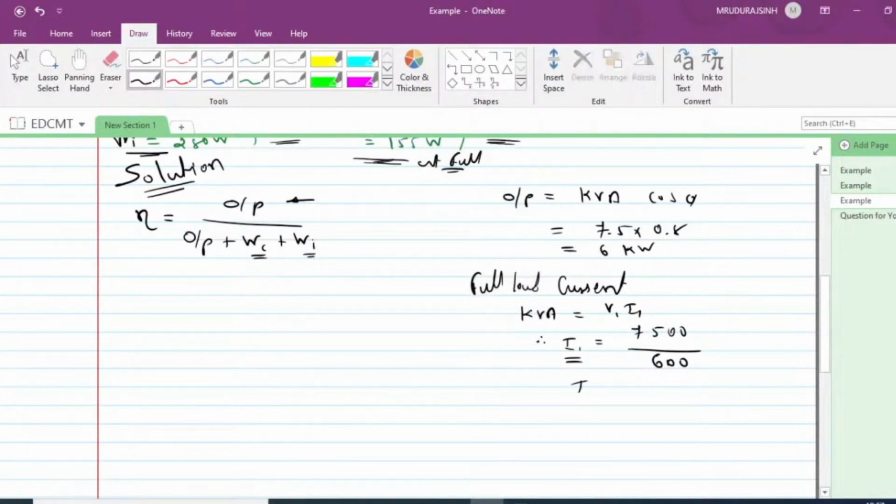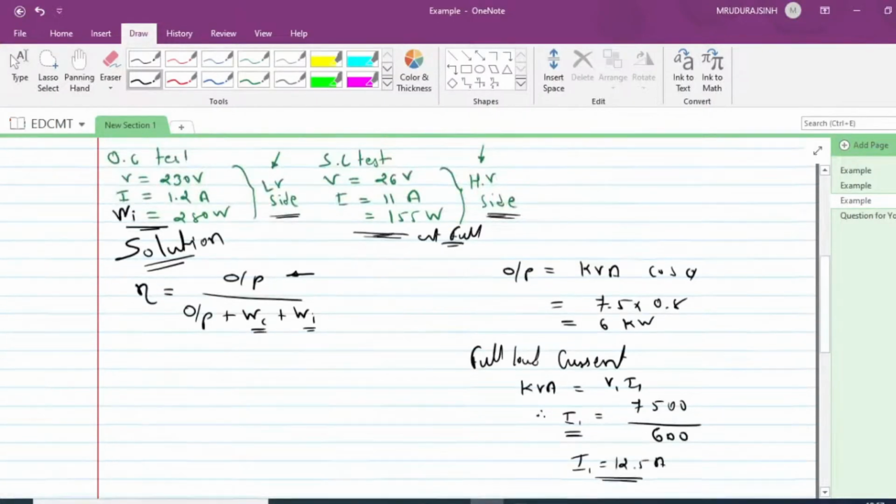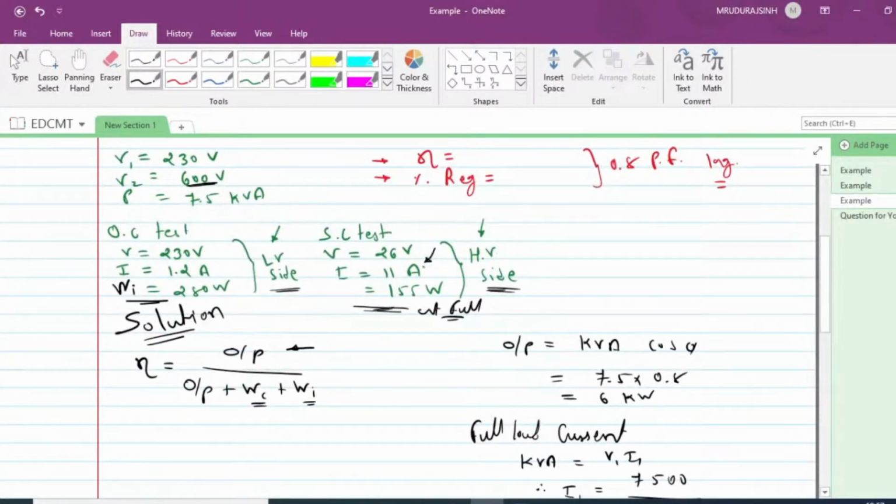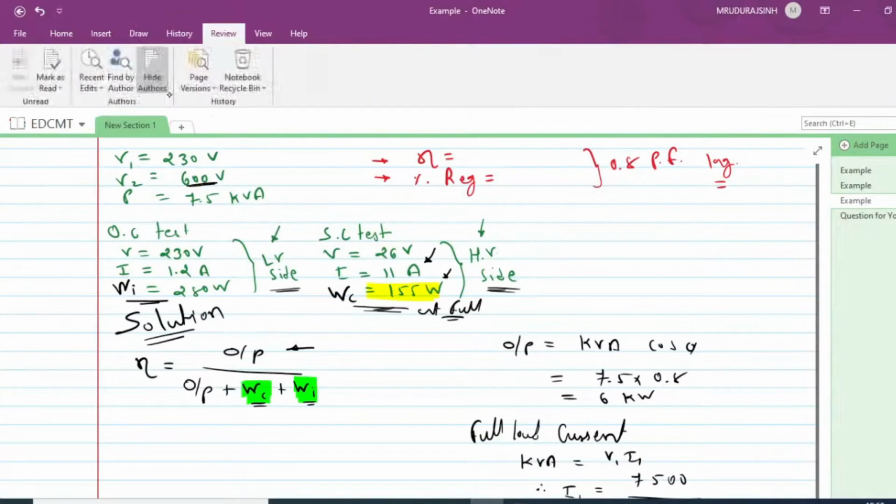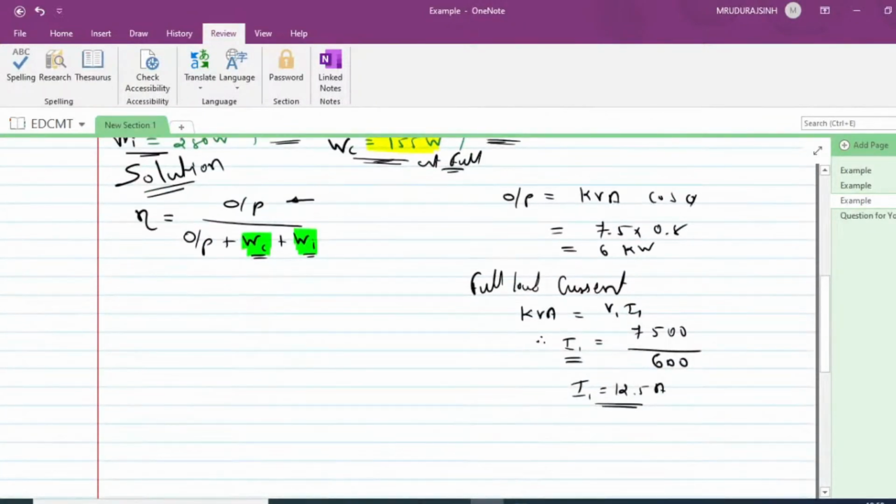So the full load current I1 is equal to 12.5 ampere, and the current given to us over here is 11 ampere. So this loss is the copper loss, ultimately WC, right? This WC is not the full load copper loss, and when we want to use this equation, we need to use the full load copper loss as well as the full load iron loss. But this is not the full load copper loss, and that we come to know using this equation, right? So the full load current is now known to us.